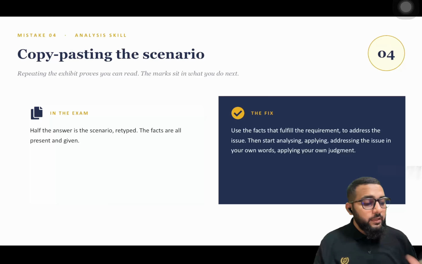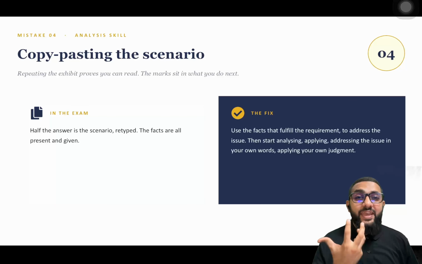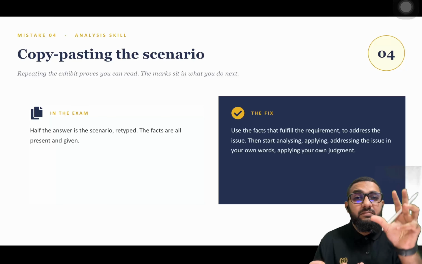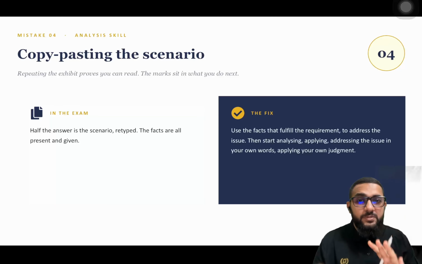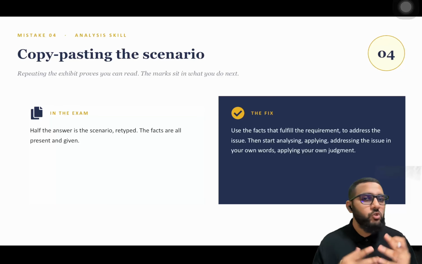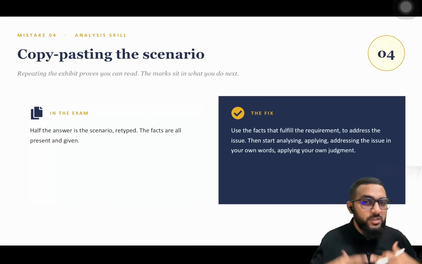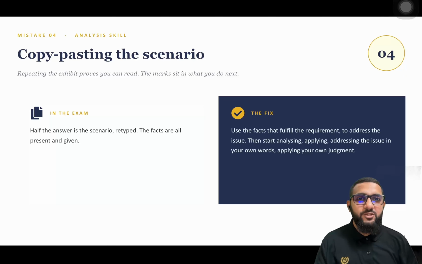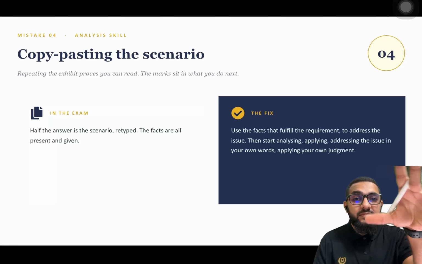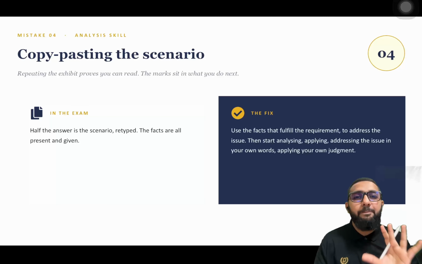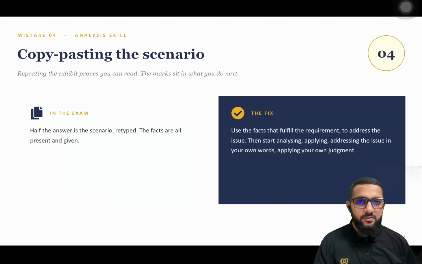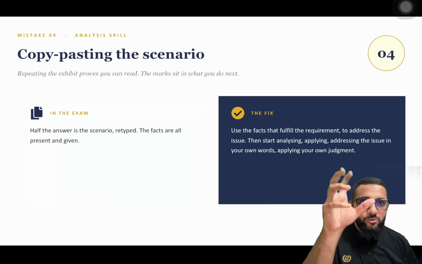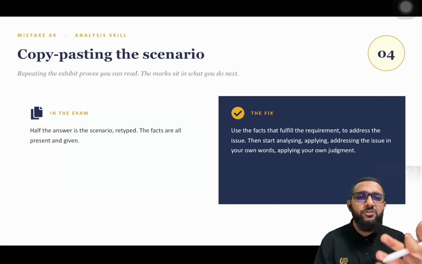Then mistake number 4 is where the candidates copy the facts from the scenario and paste it. Not in their own words, not justifying, not applying or bringing in the knowledge that requires application, rather copying the scenario, copying the exhibit and pasting it as it is. Anyway, the scenario is given to you. The examiner doesn't want you to take that and paste it and give it to the examiner. That's not what you're supposed to do.